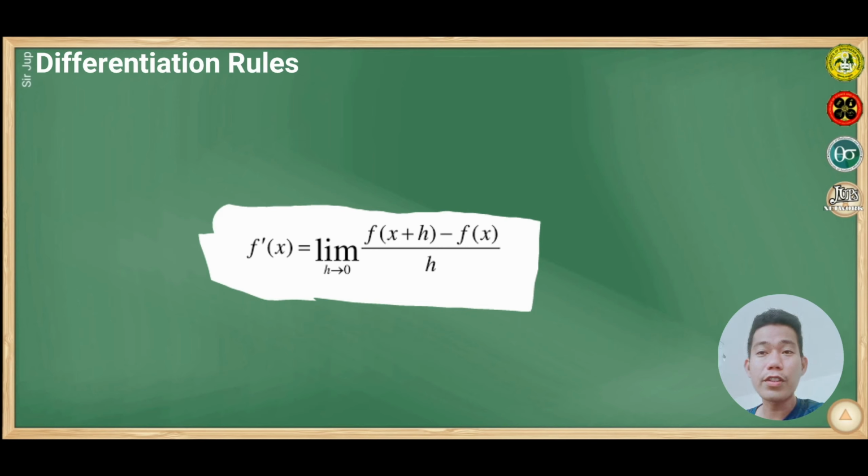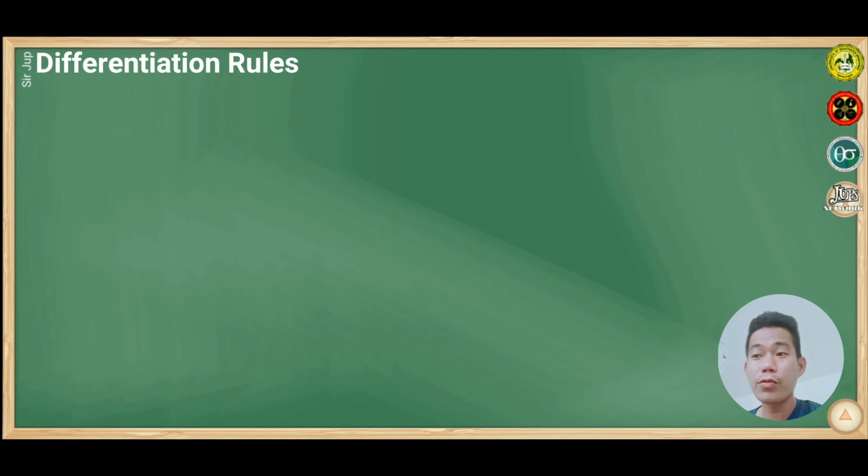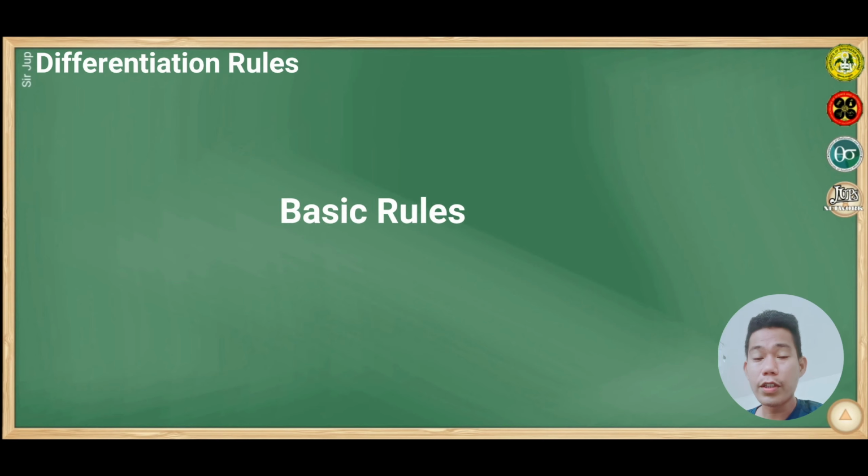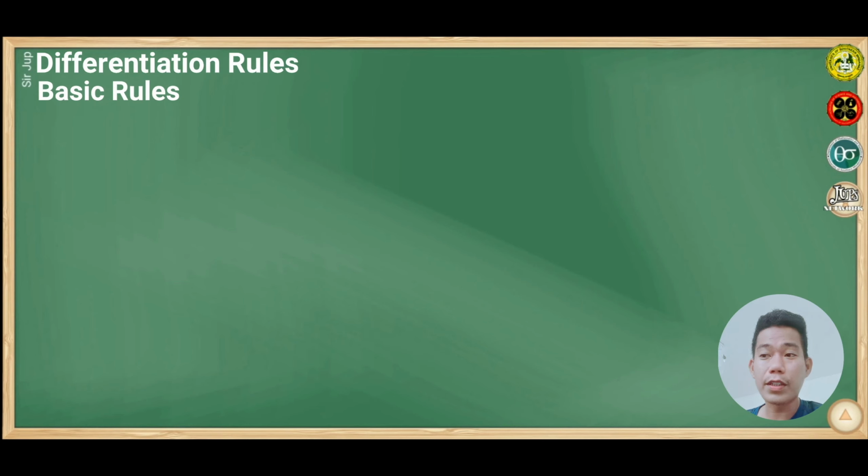Okay, so itong differentiation rules, this will help us to shorten the process to find the derivative of a function. So first we have the basic rules. So ito yung basic na mga rules na dapat nyong tandaan. Okay, so first we have the constant rule.